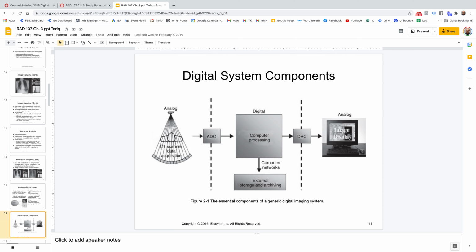So if you have a digital system, you have different components. Number one is the analog, which would be like the X-ray machine. The ADC converts the X-ray data, the analog data, into digital data. The computer processes that data. But now we can't see the data anymore because it's digital, right? So after the data is processed, it is converted again with a DAC into another analog image, which we can see.